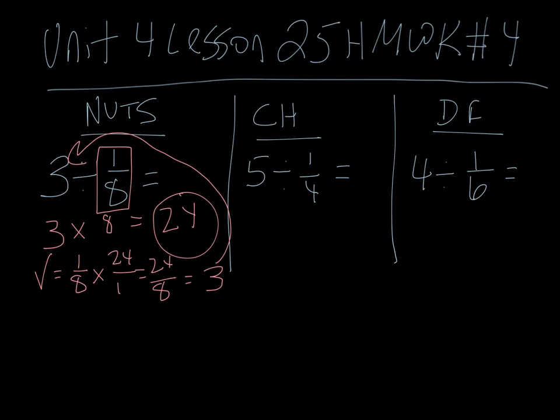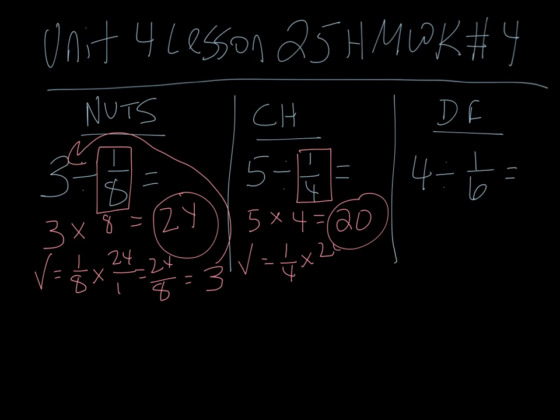Going on to the cherries, take the inverse of division, which is multiplication. Take the reciprocal of the fraction, and I should get 20 cherries. To check it, once again, I take the fraction that I'm dividing by times my answer, do the multiplication, and if I do it correctly, I should get the number I started with, which I did, 5.